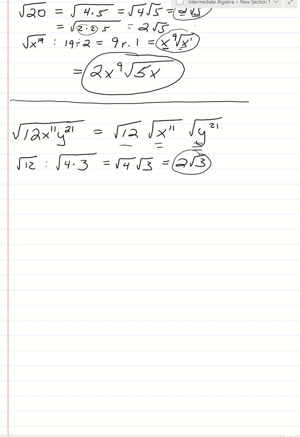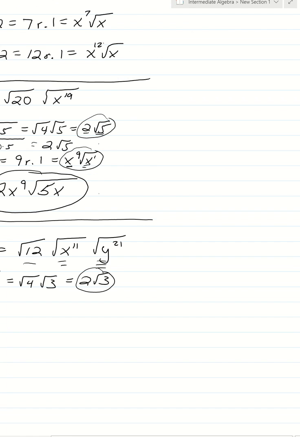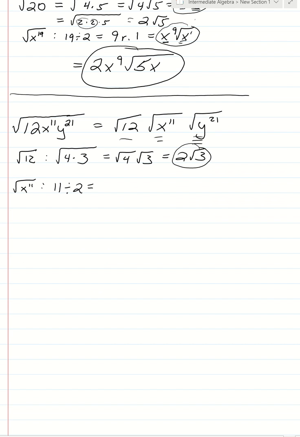Now let's take the square root of x to the 11th power. Remember, we take the exponent of 11, divide it by the root index 2. 11 divided by 2 goes 5 times, but there is a remainder of 1. So that's how we would get x to the 5th and a leftover square root of x to the 1st. That would be the simplified part 2.